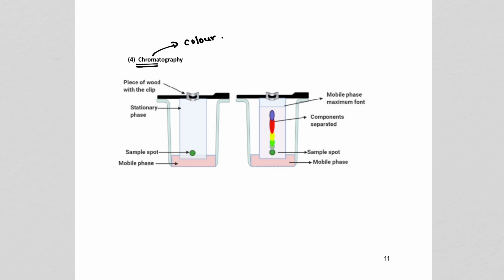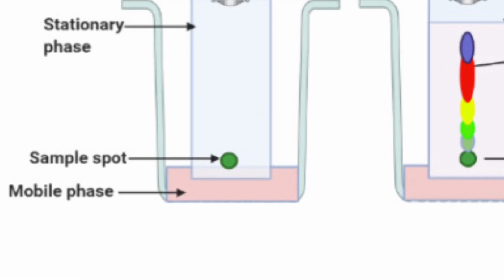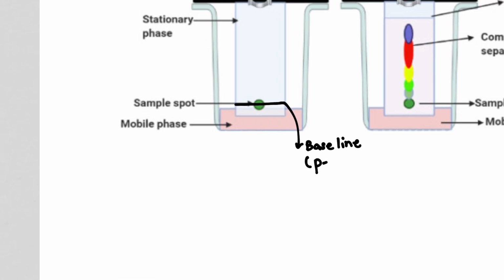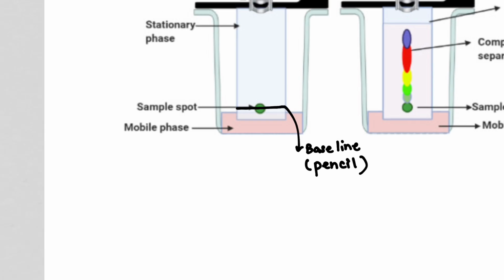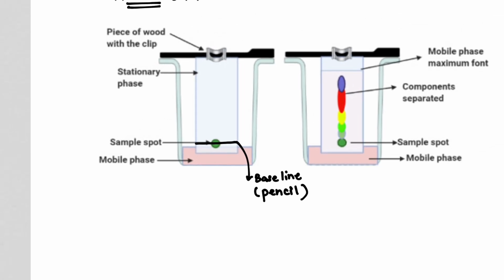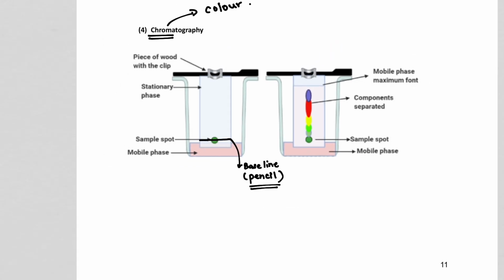So the sample spot is going to be put on a line. This is called the baseline, and this baseline is usually drawn in pencil so that when chromatography happens, the pencil, like ink or dyes, from the baseline does not separate also. So that's why it's in pencil.